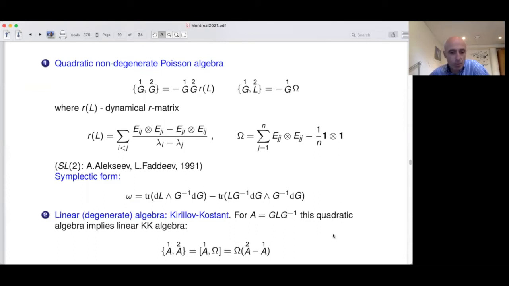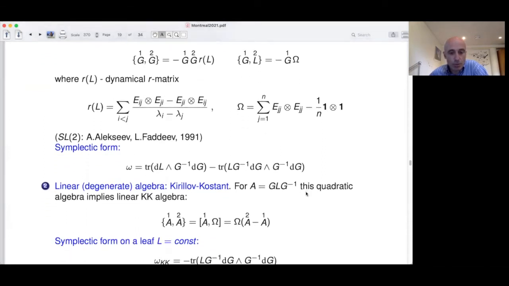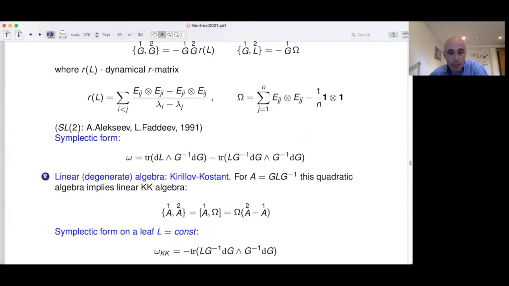And what's important here is that if I cook this combination, if I go back to my original A's, the matrix whose eigenvalues are L's and eigenvectors are G's, then it satisfies the regular Kirillov-Kostant linear bracket. So this thing satisfies the linear bracket, but the eigenvalues and eigenvectors satisfy the quadratic bracket. So that's an interesting technicality. I'm not sure it was completely known to people. And the inversion of this Poisson bracket is the Kirillov-Kostant symplectic form on the leaf.